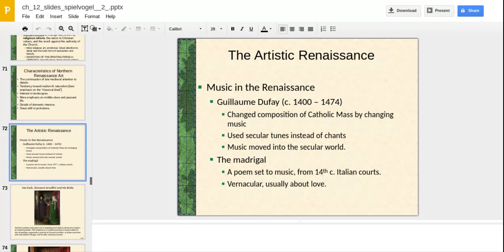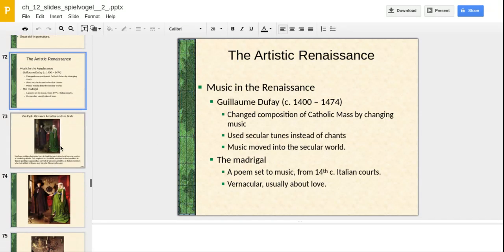Guillaume Dufay changed the composition of Catholic Mass by changing music itself. He used secular tunes instead of the Gregorian chants that had dominated Mass for so long. And music's going to make its move from the church into the secular world. And you had these things called the madrigals, which are basically a poem set to music in the 14th century Italian courts, and they become a big deal. They were done in vernacular, and they were usually about love. So it's sort of like country music, I guess. You know, these ballads, these troubadours.